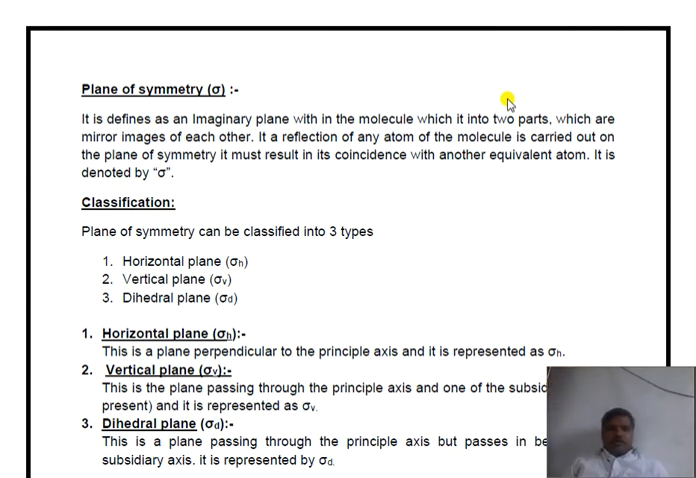Today, I am going to explain about the second symmetry element, the plane of symmetry. It is denoted by sigma. Generally, any molecule that can be divided into two equal parts must have a plane of symmetry.